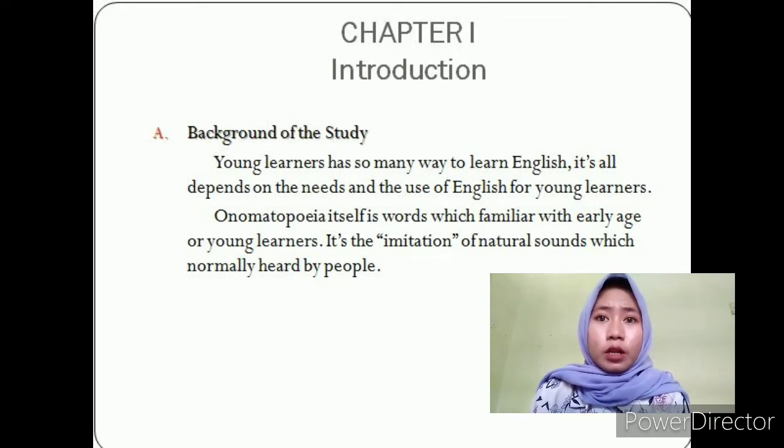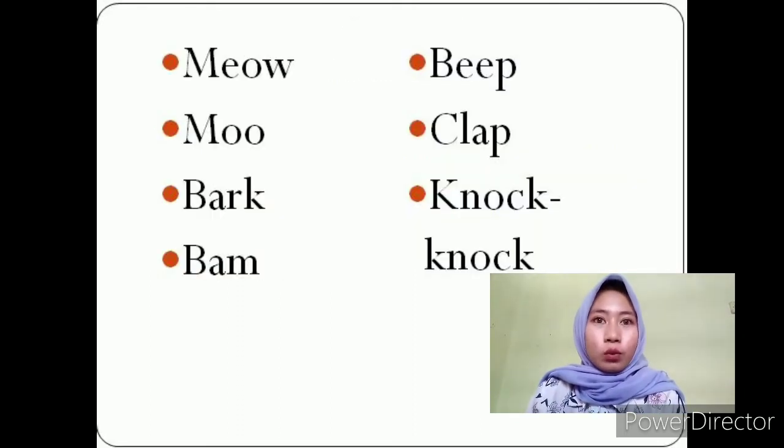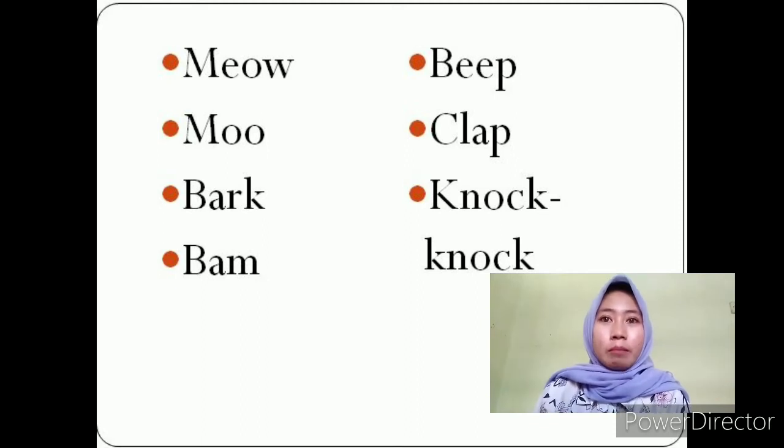Onomatopoeia itself is a word which is familiar with early age or young learners. It's the imitation of natural sounds which normally heard by people. Let's take a look to these words. Meow, moo, bark, bam, beep, clap, knock knock.